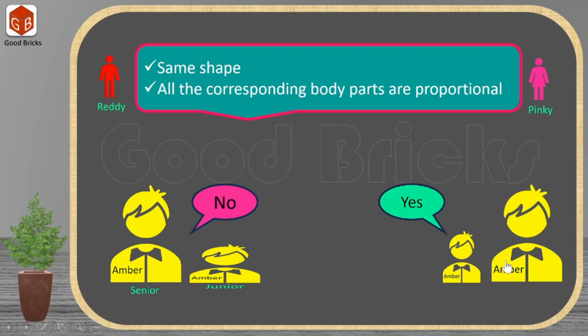Look at these two ambers. If you compare from this amber to this amber, height increased, and width also increased. When compared to this small amber, this big amber's height and width both increased, and they are increasing in the same ratio. So that is the reason we can say when all the body parts are proportional, those two images or figures are similar.